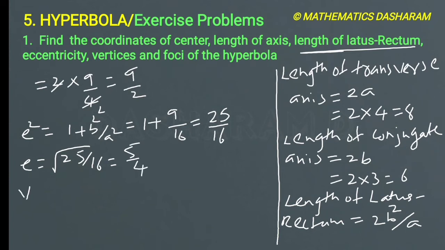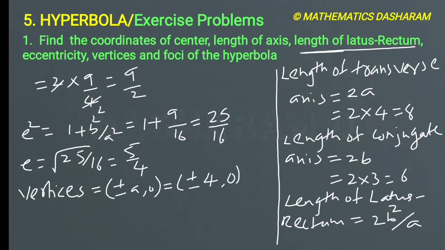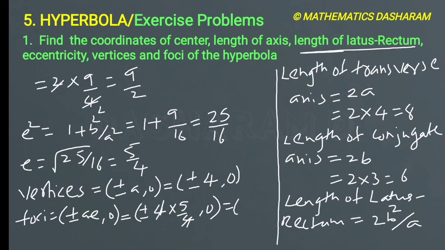Next, the vertices, the formula is plus or minus a comma 0. So plus or minus a value is 4 comma 0. Next, the foci, the formula is plus or minus ae comma 0. So plus or minus a value 4 and e value 5 by 4 comma 0. Here 4 4 cancel. So plus or minus 5 comma 0.